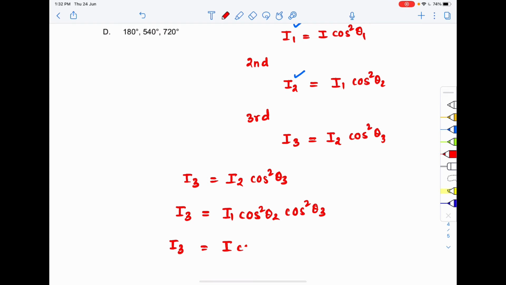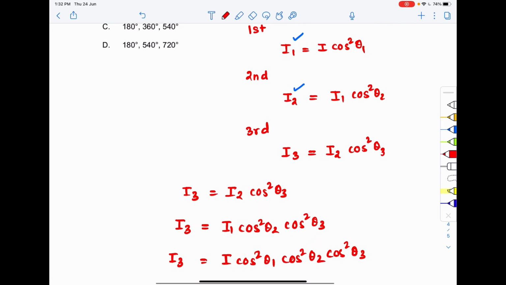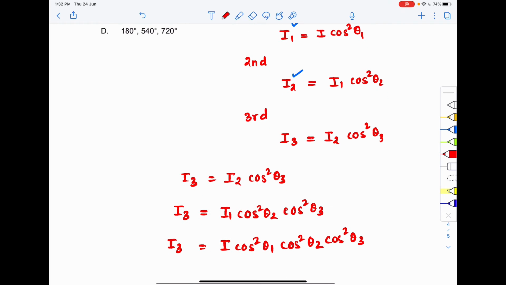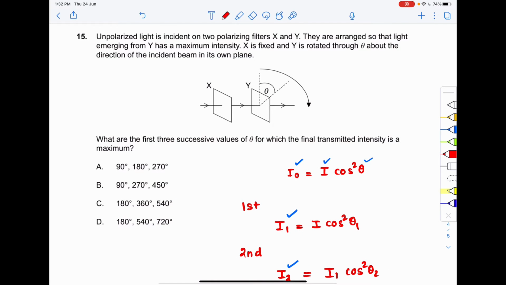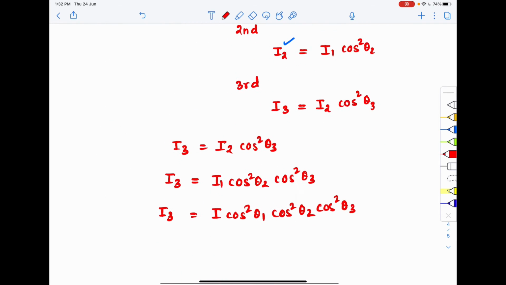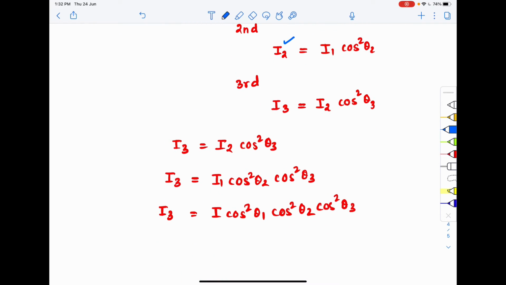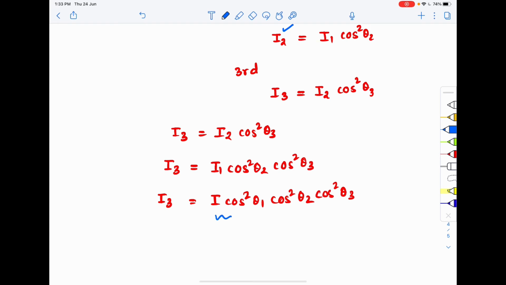I cos square theta 1 cos square theta 2 into cos square theta 3. So this is the net intensity after 3 consecutive rotations. Okay, so what we want: what are the first 3 consecutive values of theta for which the final transmitted intensity is maximum? That means this value should be maximum, right? And what is the maximum value of this expression?